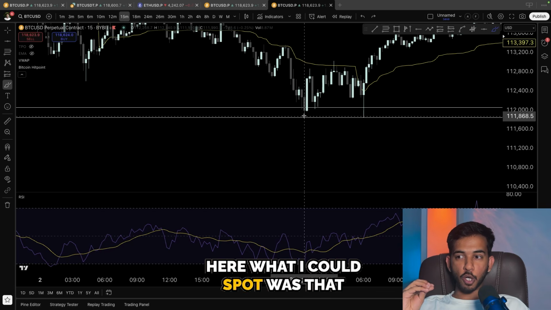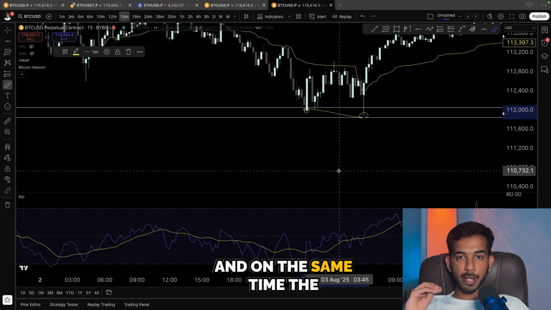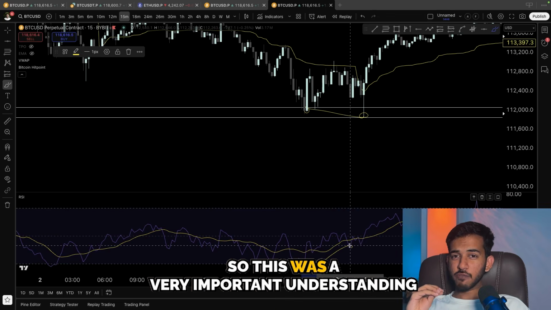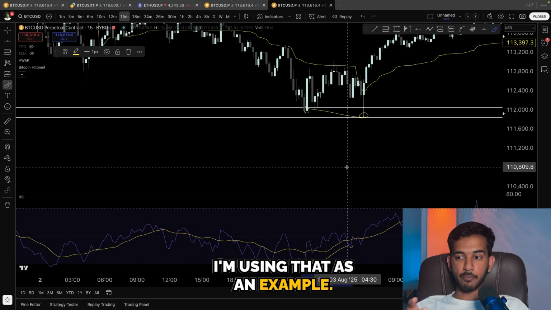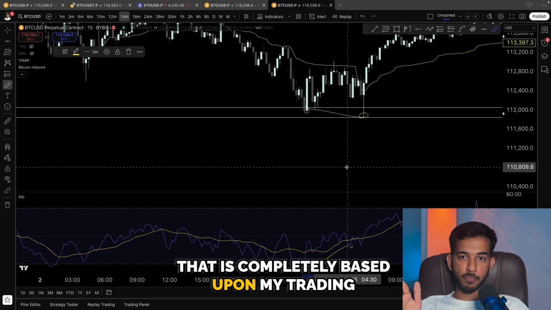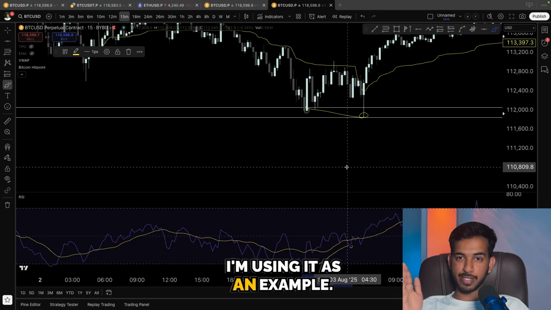Here, what I could spot was that the price was making lower lows, and at the same time, the RSI was making higher lows. So this was a very important understanding and a very important confirmation for me as well. Now I do not like to use RSI, but since most of you do use it, I'm using that as an example. There are a lot of alternatives for RSI. I have built one oscillator for myself that is completely based upon my trading style. But again, since most of you use this, I'm using it as an example.